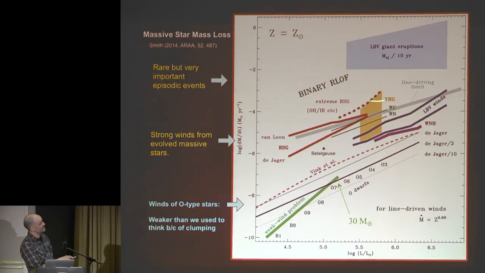And then up at the top, these are the ones, the LBV giant eruptions, that are not even in any models at all, but they're by far the most important for the very luminous stars. And they overlap quite a bit with the binary mass transfer rates. And in fact, it may be the case that these giant LBV eruptions are a binary phenomenon and that they're kind of the same thing, and that's why they end up in the same place on this plot.